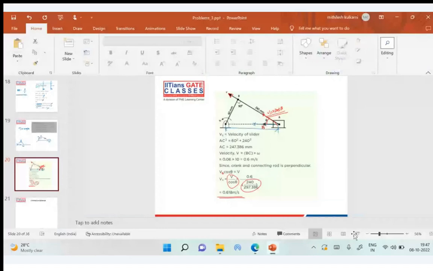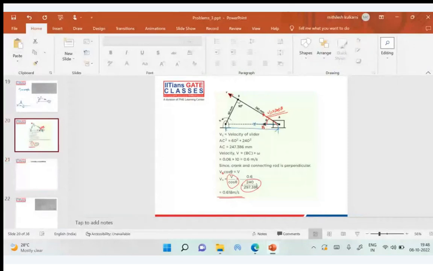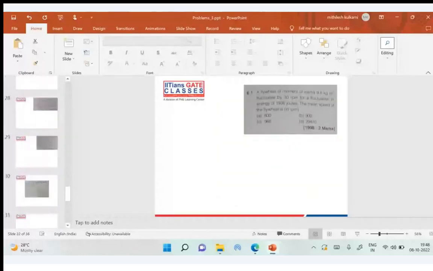We are almost at the end, just 5 minutes. So I'll take this question also in the next class. And the last question, by the way, was from the slider crank mechanisms and balancing. The next topic which I was planning to start was flywheels and governors. That will start in the next class.